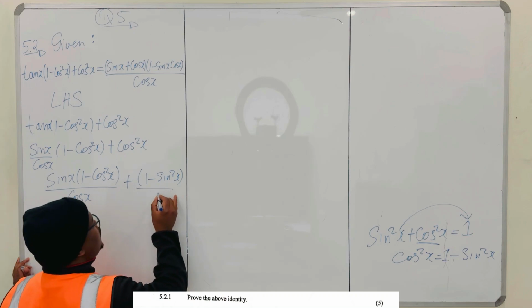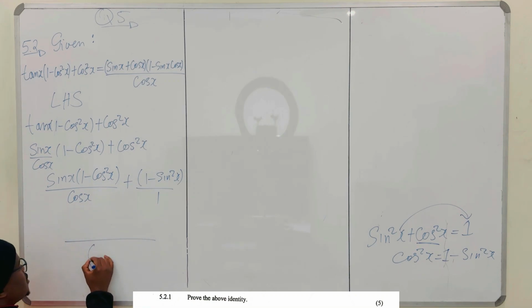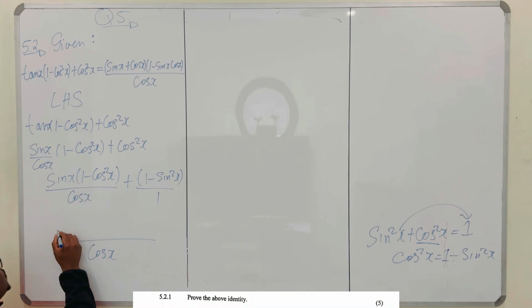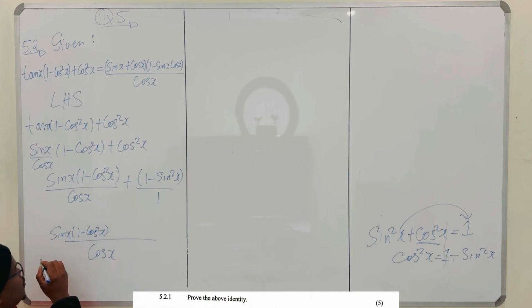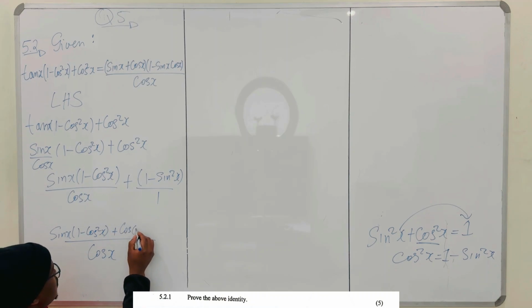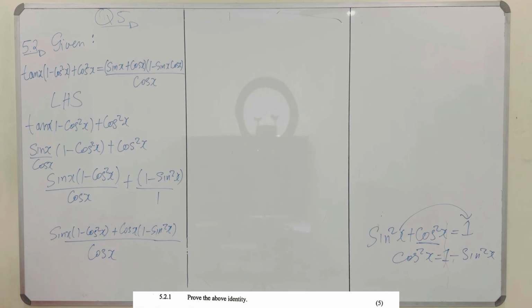No problem. This is over 1, just add these two over 1. So the lowest common denominator is this time just cos x. So this times that, it becomes sine x into 1 minus cos squared x, plus this times that, which is cos x into 1 minus sine squared x. That's what you have.